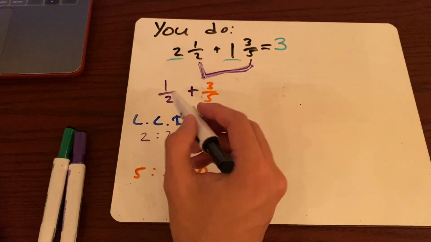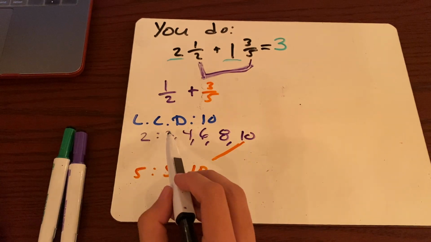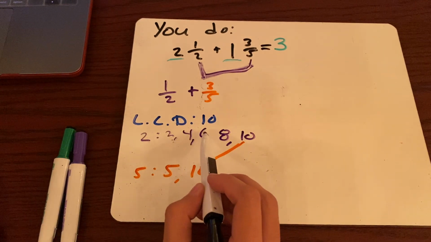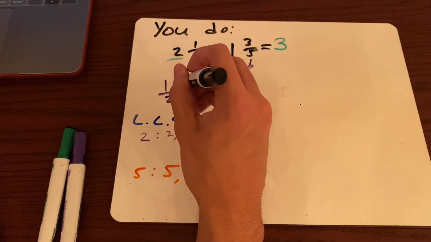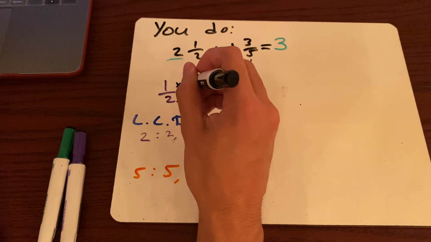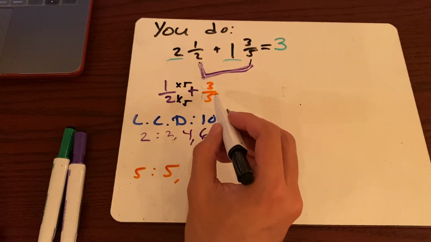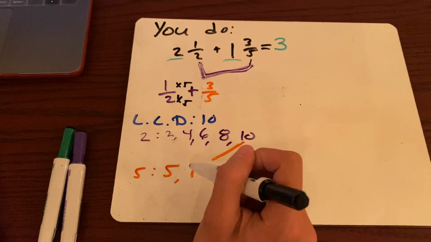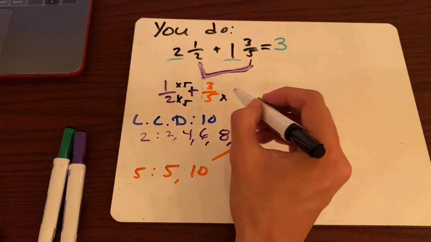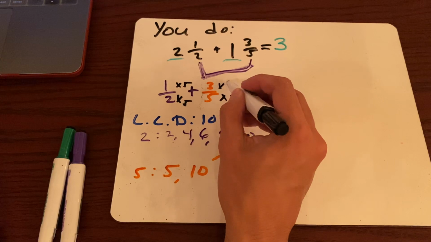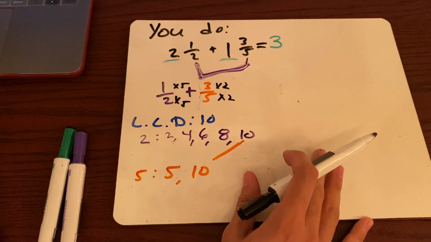So we need to see how we can switch this 2 into a 10. 2 times 1 is 2, 2 times 2 is 4, 2 times 3 is 6, 2 times 4 is 8, 2 times 5 will give me 10. So I need to multiply my denominator and numerator by 5. Let's do the same thing for our orange fraction, how can we get this 5 into a 10? What do we need to multiply it by? Exactly, 2. But our numerator needs to be multiplied by 2.